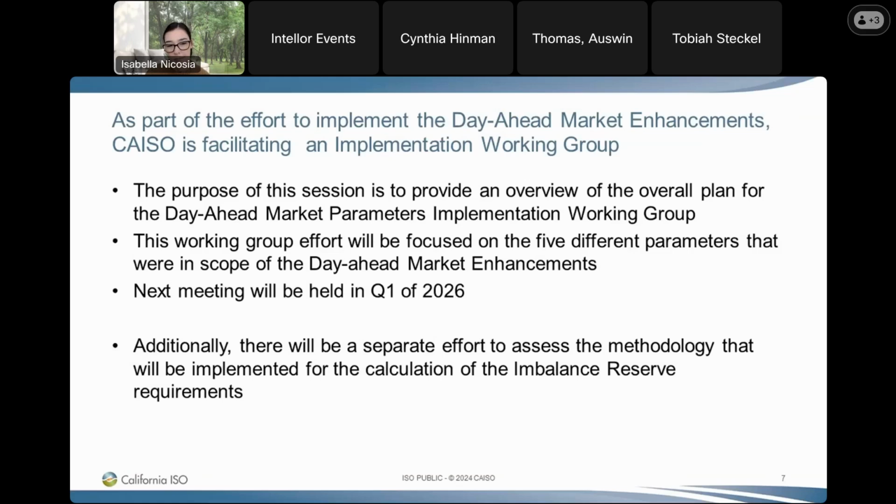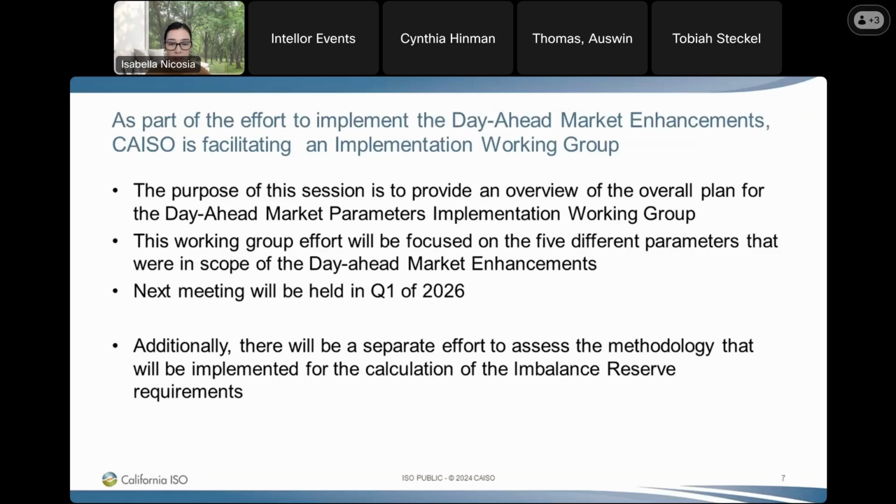I was just wondering about the overview for the overall plan. Are we going to have an ability to provide feedback on the parameters and have a discussion in this process, or is this just an update?